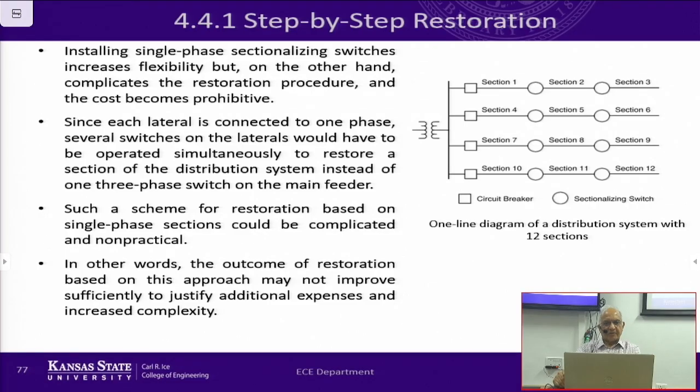I think there are some things you can read on your own. This basically simply says that it is not very feasible to put switches on the single phase feeders because they are more expensive. But on 3-phase feeders, the main feeders, if you put sectionalizers, they can be used not only for restoration, but also for other protective operations.